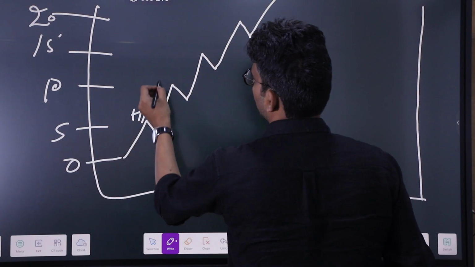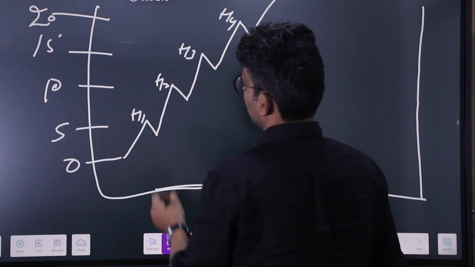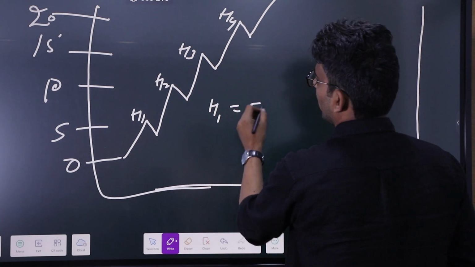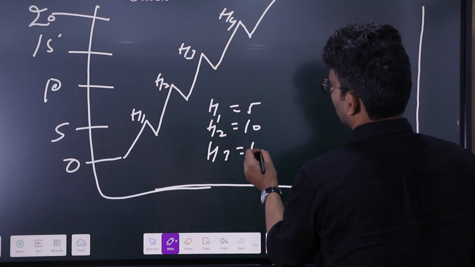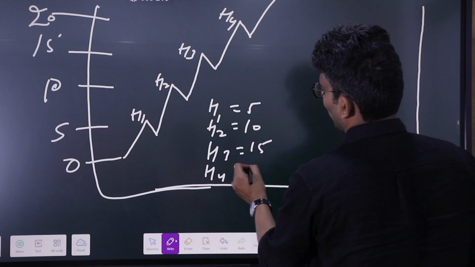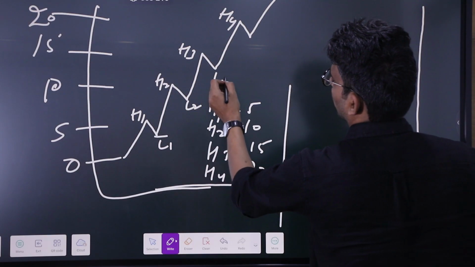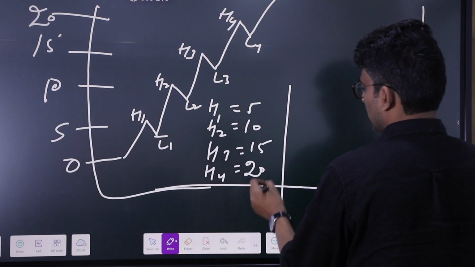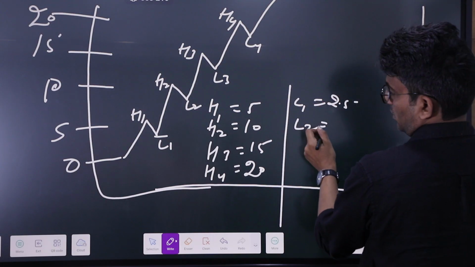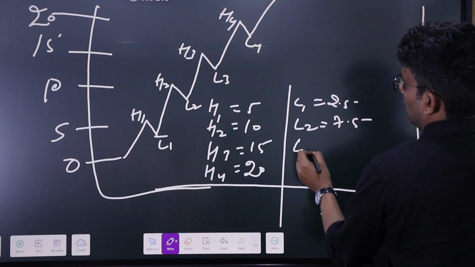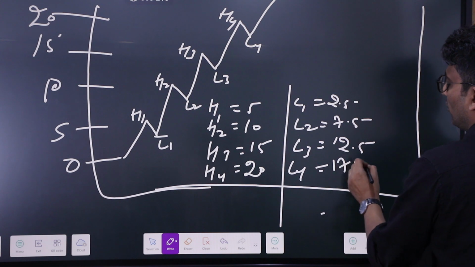The stock is not that symmetrical, but this is just a representation. Now, if you measure H1, H2, H3, and H4, H1 is equal to 5, H2 is equal to 10, H3 is equal to 15, and H4 is equal to 20. If you measure L1, L2, L3, and L4, which is the middle distance, L1 is 2.5, L2 is 7.5, L3 is 12.5, and L4 is 17.5.